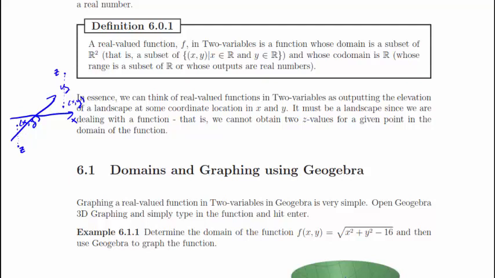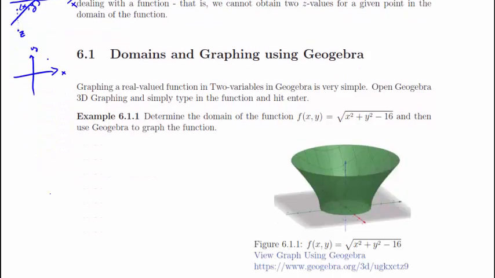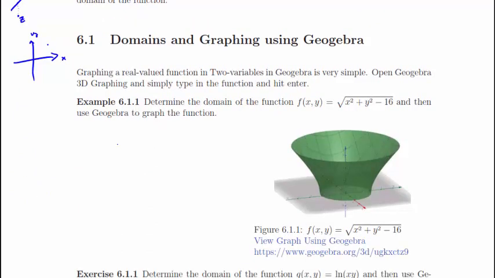So we can think of this if we're looking down from above, then this is our 2D map of some region, and for every point we have an elevation for that point, so we can create topographical maps, and we'll do that here in just a little while. So let's look at some specific examples.